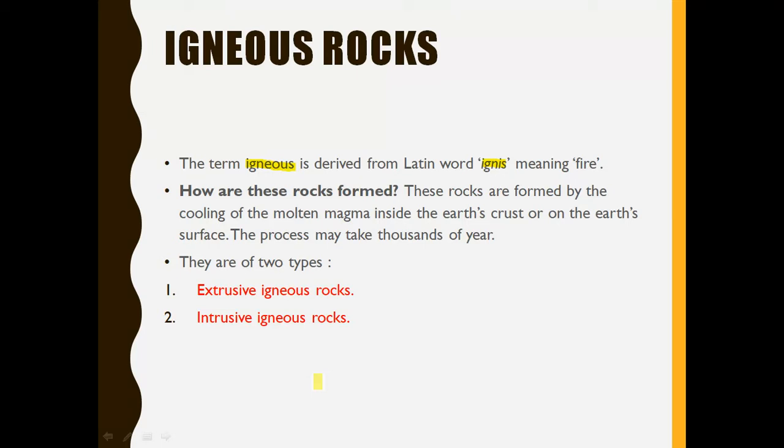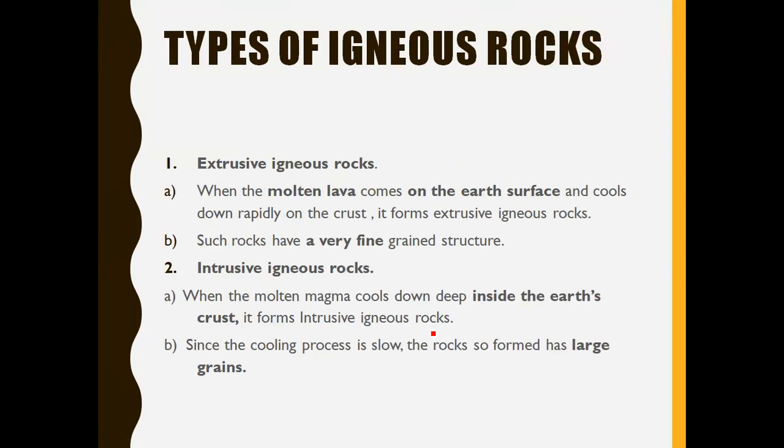So igneous rocks are of two types. Extrusive igneous rocks, let me just underline that for you. So they are extrusive igneous rocks and intrusive igneous rocks. I think I would like to have something like a pen to make it a little easier. Right, so this is understood. Now let's come here.